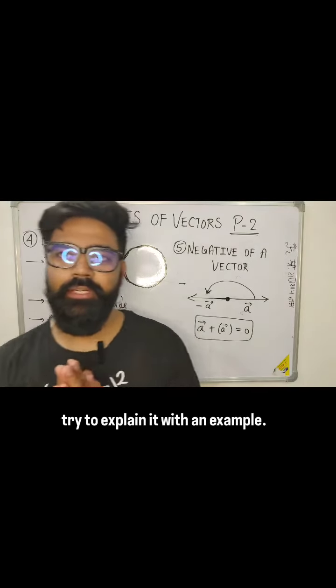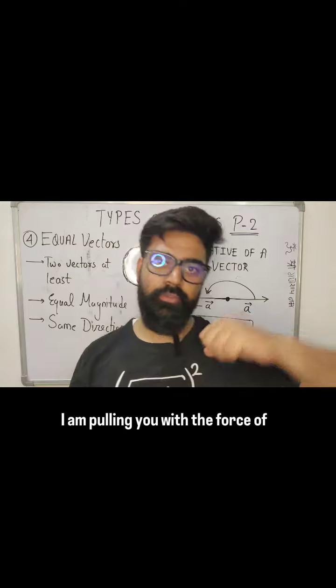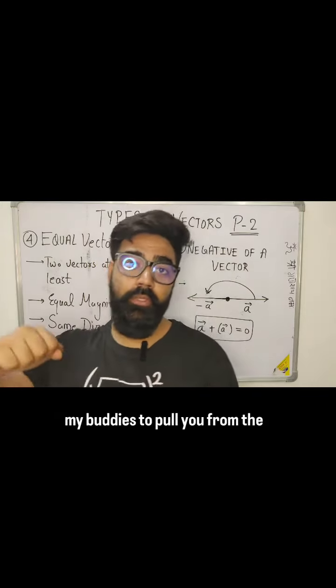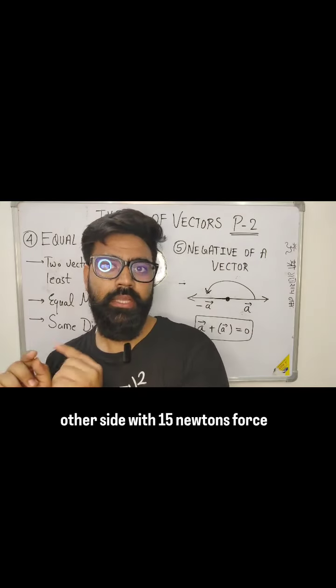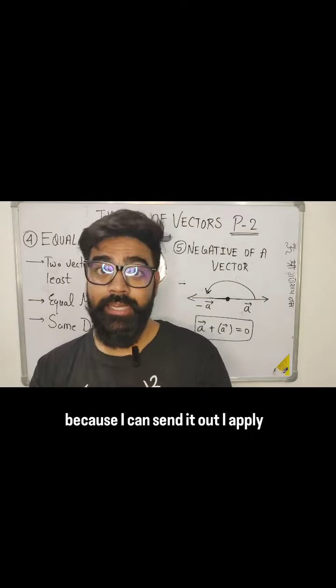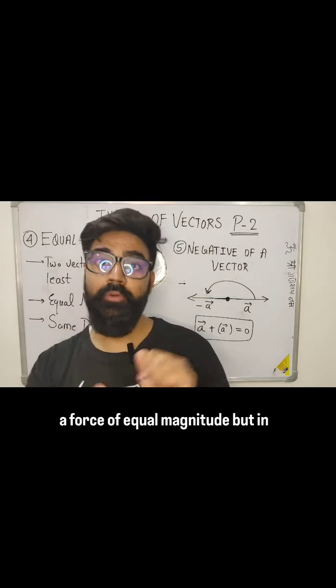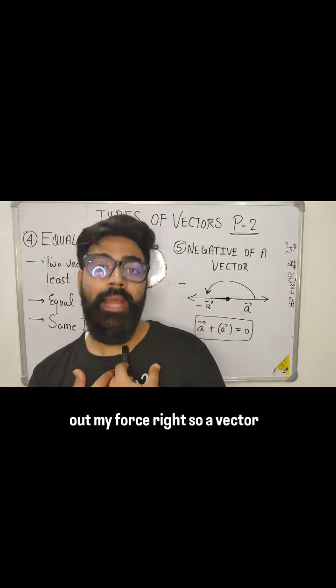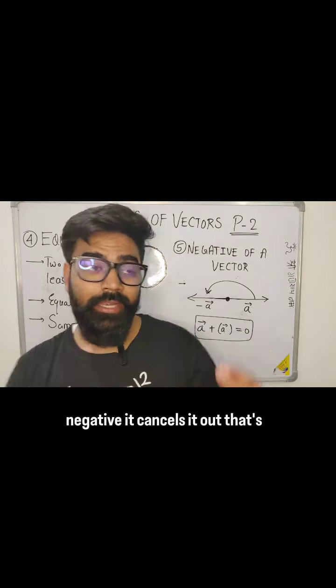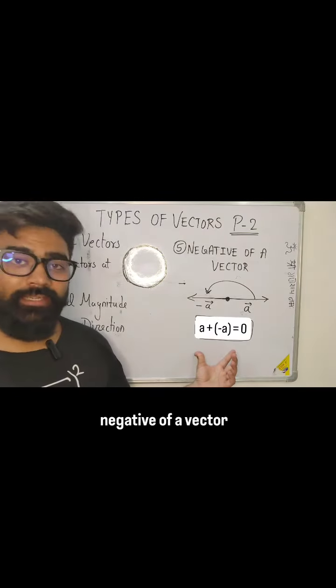What does that mean? So let me try to explain it with an example. Let's say I'm pulling you with a force of 15 Newton from one side, and then I ask one of my buddies to pull you from the other side with 15 Newtons. How much force is being acted upon you? Zero. Why? Because I cancelled it out. When I apply a force of equal magnitude but in opposite direction, it cancels out my force, right? So when a vector is added with its own negative, it cancels it out. That's negative of a vector.